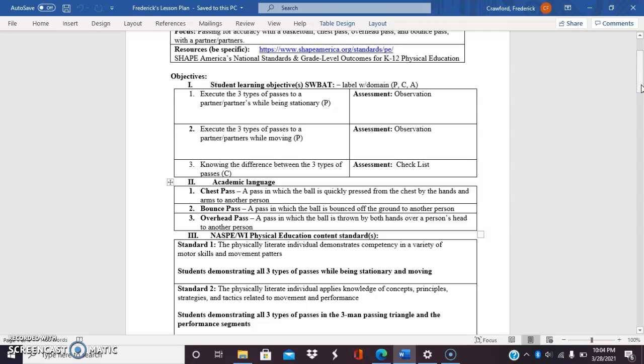Academic language, there's 3. Chest pass, a pass in which the ball is quickly pressed from the chest by the hands and arms to another person. Bounce pass, a pass in which the ball is bounced off the ground to another person. Overhead pass, a pass in which the ball is thrown by both hands over a person's head to another person.